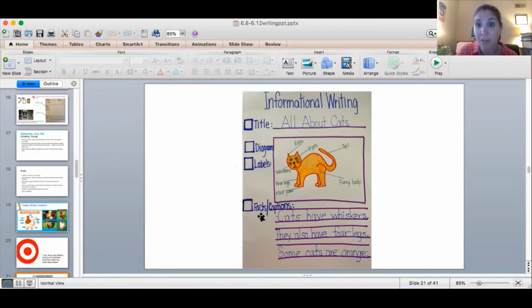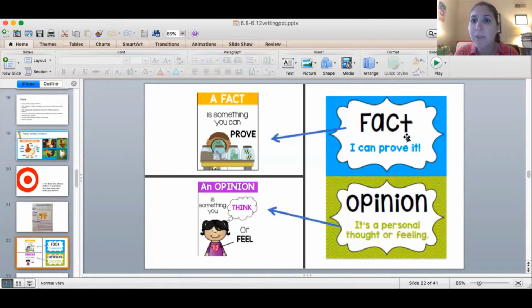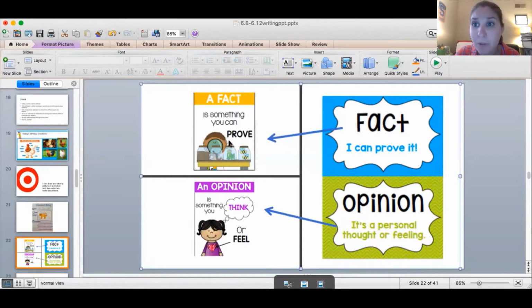The facts are different sentences that tell things that we can prove about chickens, things that we learn about chickens. Remember, a fact is something that we can prove. Whereas opinions are something that is personal to us. Opinions are things that we think or we feel about different topics. But a fact is the same across the board. No matter what, you can prove it.